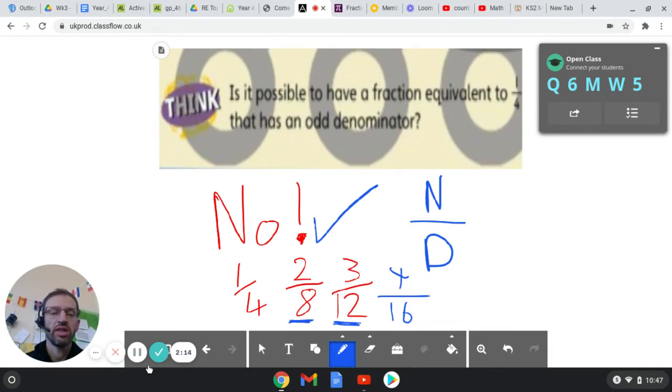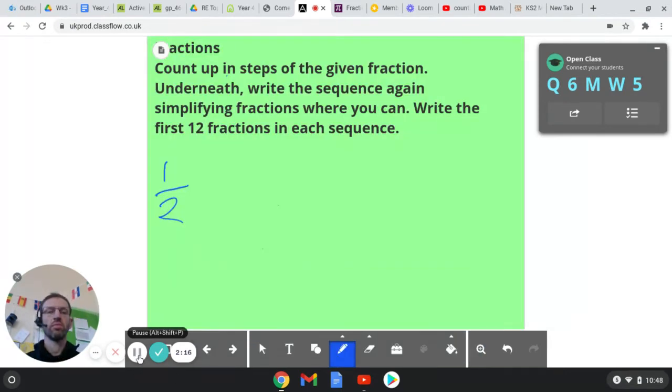Okay, well done guys. Let's look at today's learning. Okay, so fractions. We have to count in steps of the given fraction, and underneath write the sequence again, simplifying fractions where you can. Write the first 12 fractions in each sequence. So I need to start with the fraction that's given. I've been given a half, so I need to write the sequence out.